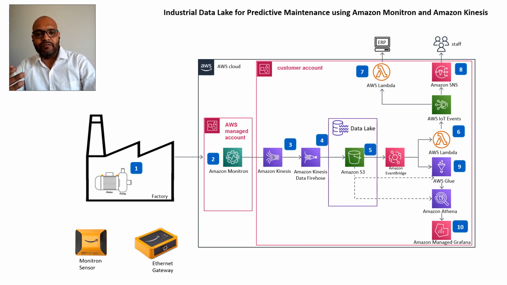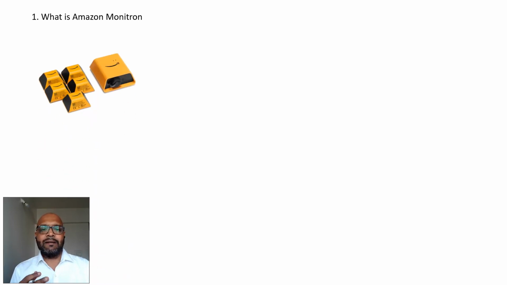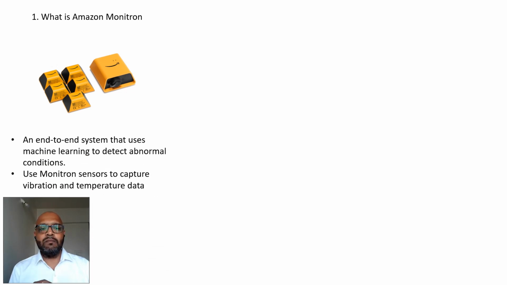So this is the architecture for industrial data lake for predictive maintenance using Amazon Monitron service and Amazon Kinesis. So let us decode this architecture step by step. Amazon Monitron is a machine learning system that monitors the condition of industrial equipment. It detects the abnormal condition and potential failures in the machinery. This allows users to implement the effective predictive maintenance program and reduce the downtime further.